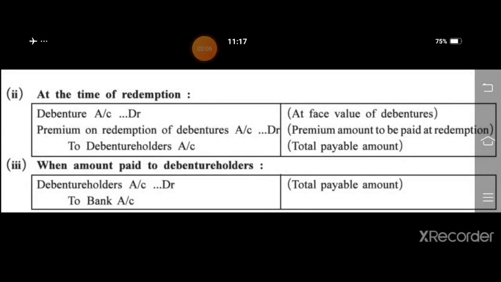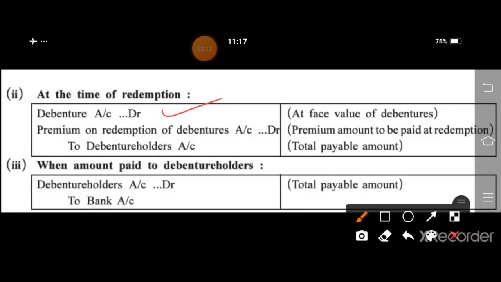At the time of redemption, debenture account debited, premium on redemption of debenture account debited to debenture holder account, and last entry, debenture holder account debited to bank account.